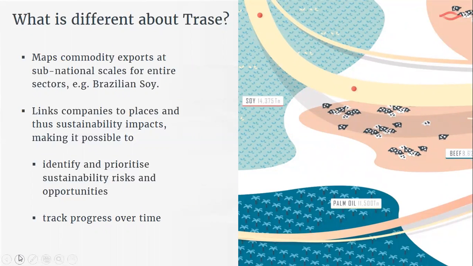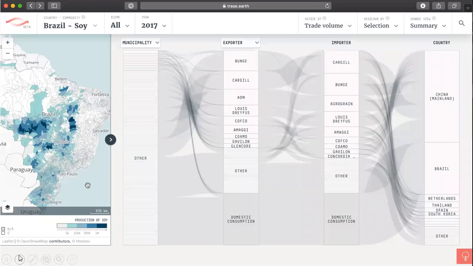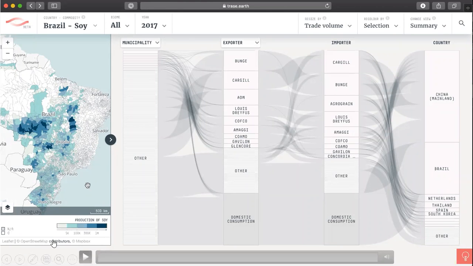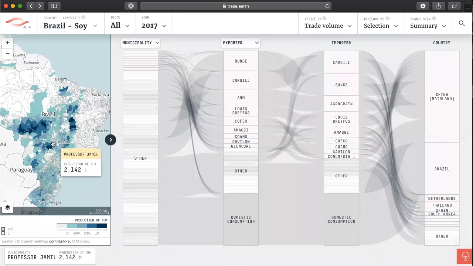So without Trase, this is what we would be able to see in terms of understanding sourcing from Brazil. With Trase, this provides much more granularity. As you can see here, Trase maps the flow of volumes from soy producing municipalities, highlighted on the map on the left, via the exporting and then the first importing companies to the first import market on the right hand side.